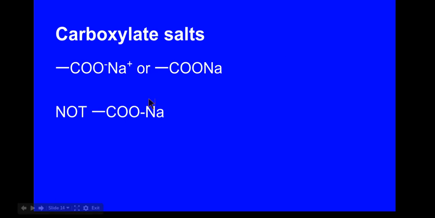Carboxylate salts, COO- Na+, or COONa. Just be careful. That looks like that is a covalent bond, and it will be marked wrong.